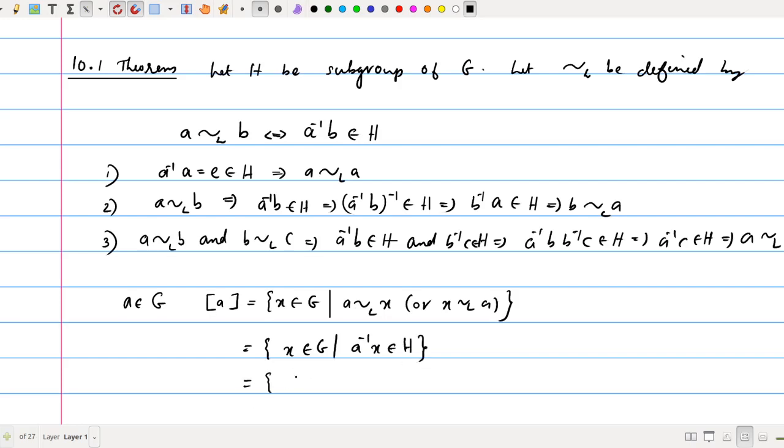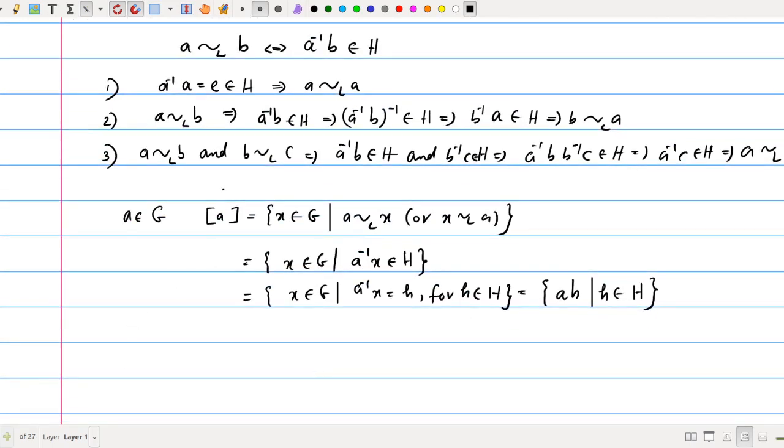So this is nothing but the set of all X belongs to G such that A inverse X equals h for h belongs to H. What is this set? We can replace this X in terms of A and h. A inverse X equals h means, by pre-multiplying A to this equation, you can get X equals A h. So this is nothing but {A h such that h belongs to H}. So this set, these equivalence classes, are called left cosets. Once you prove this theorem, theorem 10.1, you can see that the equivalence class of each of the elements A consists of the set of all A h such that h belongs to H.